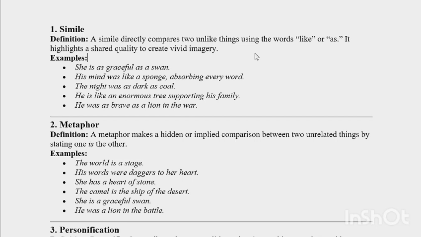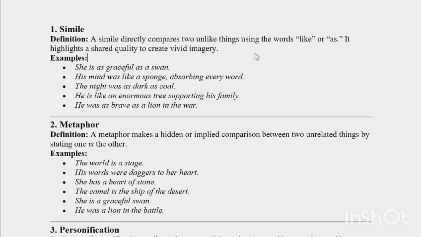Let us go to the next statement. His mind was like a sponge, absorbing every word. So now what can we see here? What is mentioned here is that his mind was like a sponge. So now his mind is being compared to a sponge, which is a material thing.